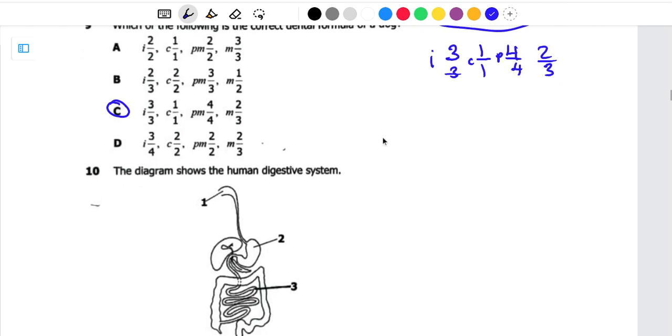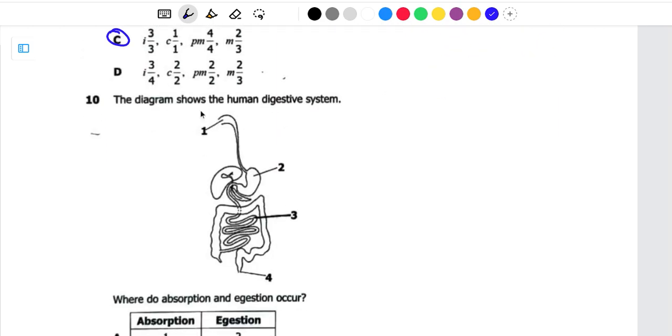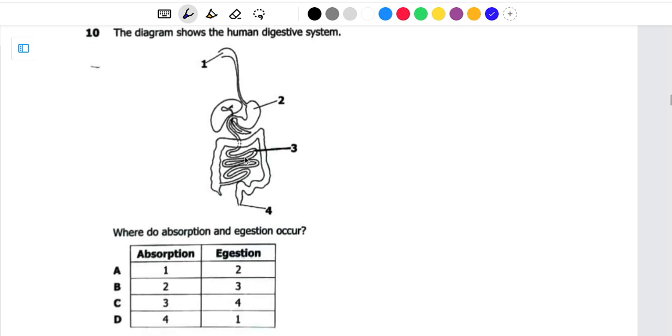Then question 10 is saying that the diagram shows the human digestive system. The question is, where do absorption and egestion occur? Egestion is different from ingestion. Ingestion takes place at 1, but egestion takes place at 4, which is the anus.